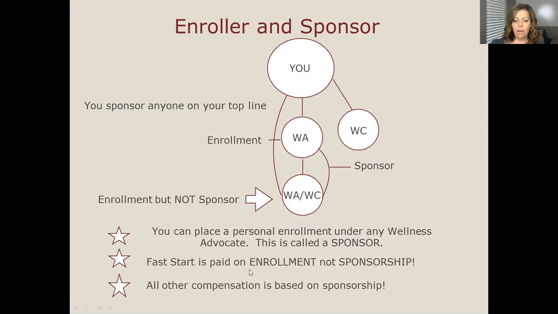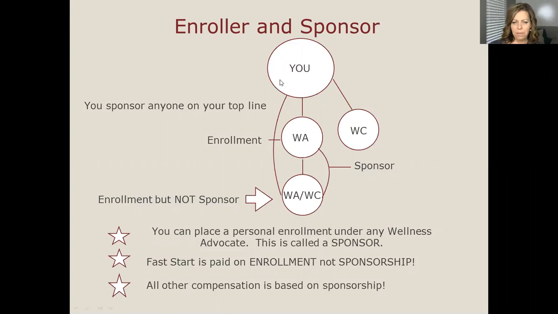Fast Start is paid on enrollment, not sponsor. So Fast Start is when you make the 20% off of any enrollment that you have. The person above them makes 10%, person above them makes 5%. And when you say above them, that only goes by enrollment. So if you have enrollment of somebody, you're gonna make 20%. The person who has enrollment of you makes 10%. The person who has enrollment of them makes 5%.